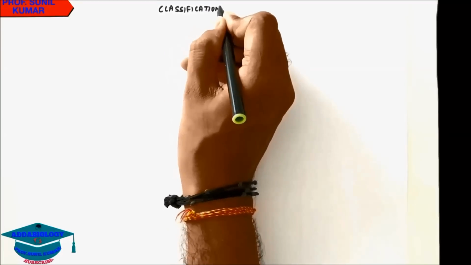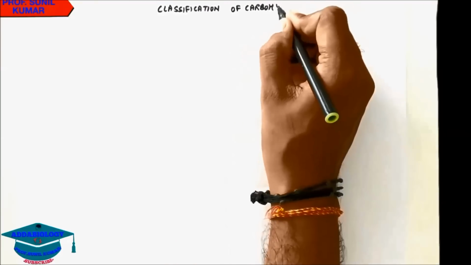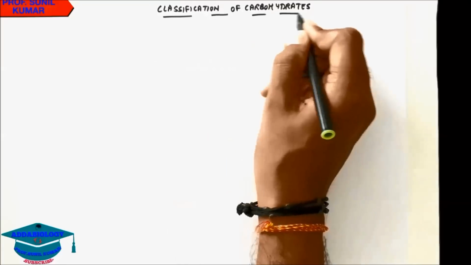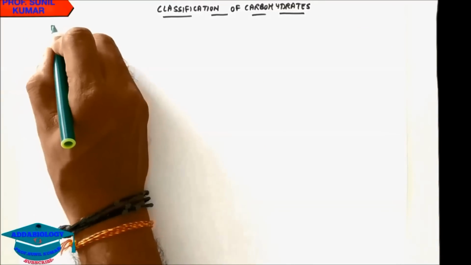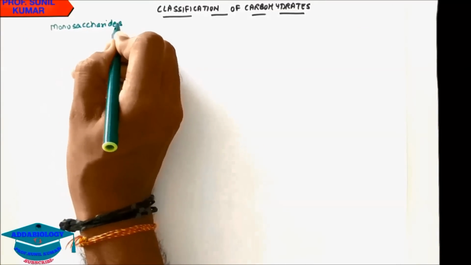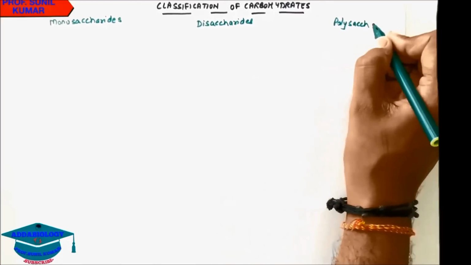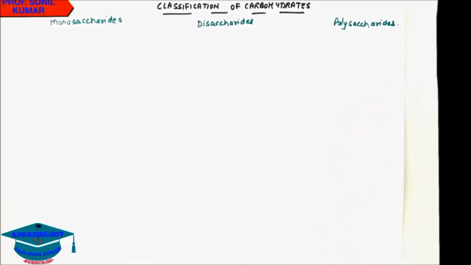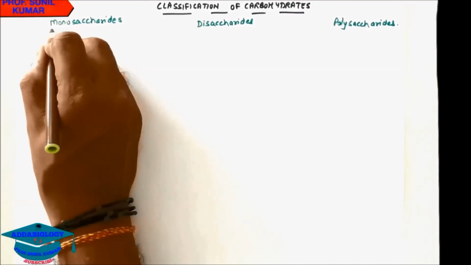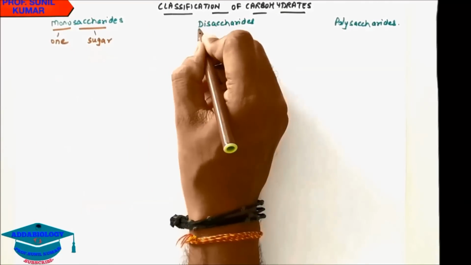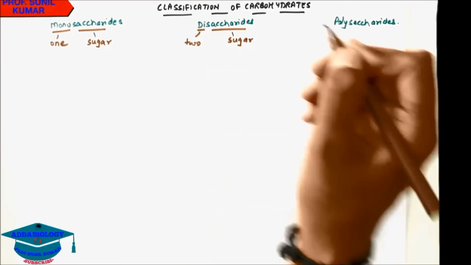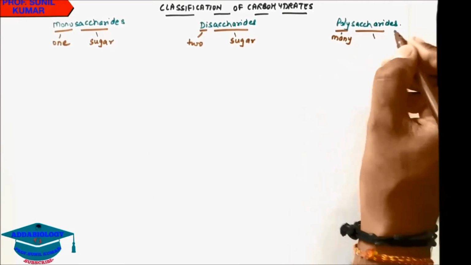Let's see the classification of carbohydrates. There are three types of carbohydrates: monosaccharides, disaccharides, and polysaccharides. When we say monosaccharide, the word mono stands for one and saccharide is for sugar. Disaccharide, two sugars. Polysaccharide, many sugars.